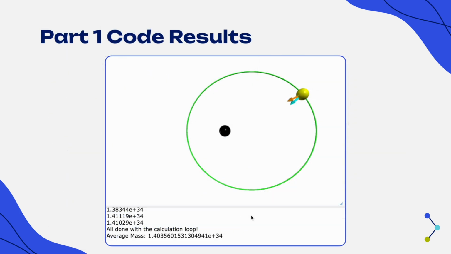So here are the results that were found. The mass of the black hole is found to be this really big number, 1.4 times 10 to the 34 kilograms, which makes sense. Black holes are really dense and have a lot of mass.